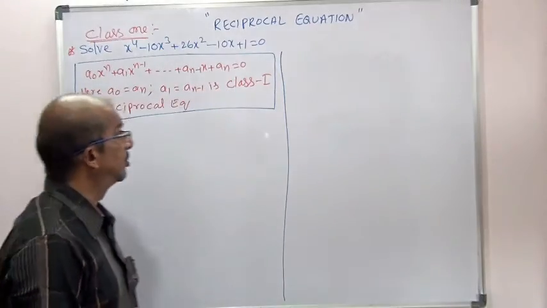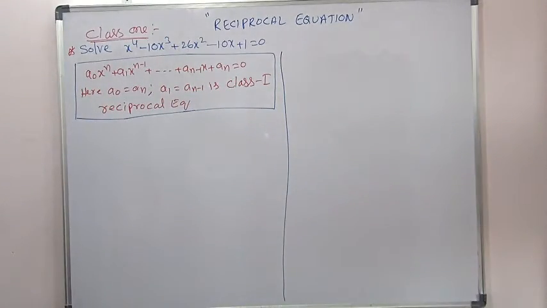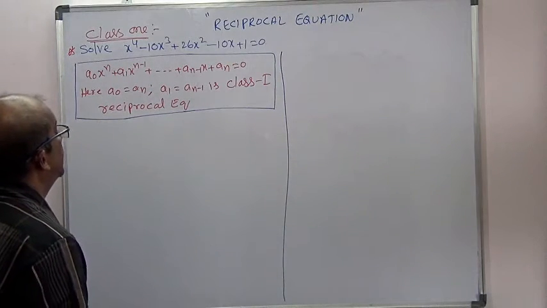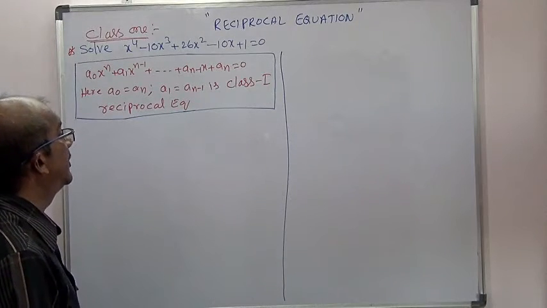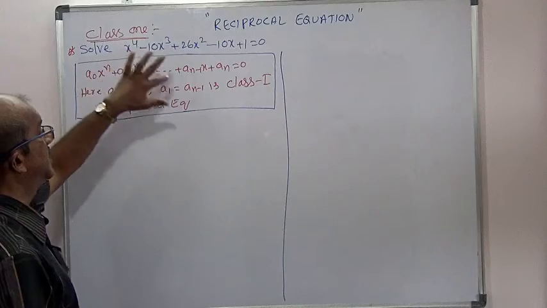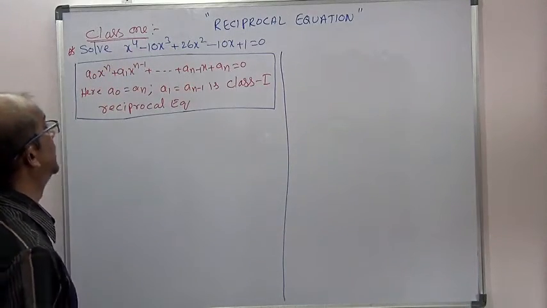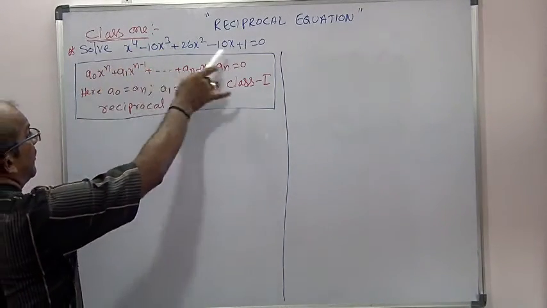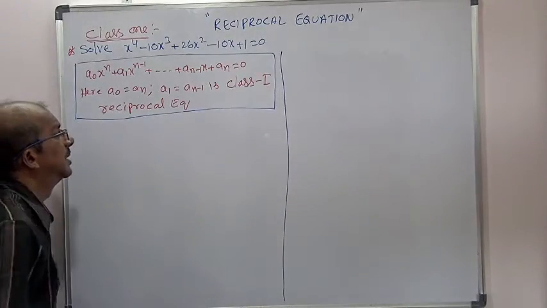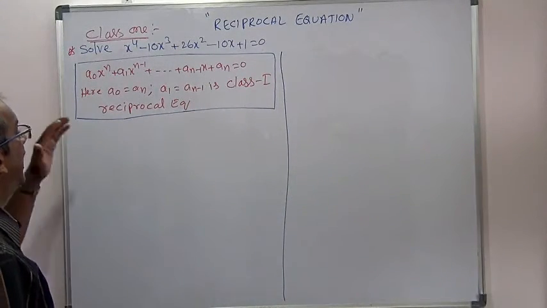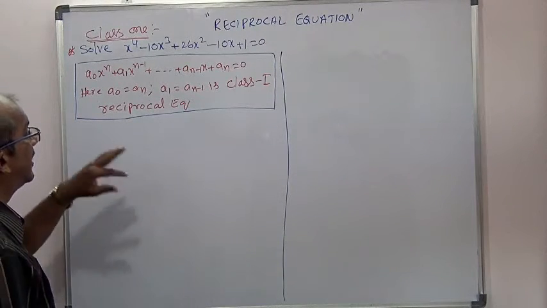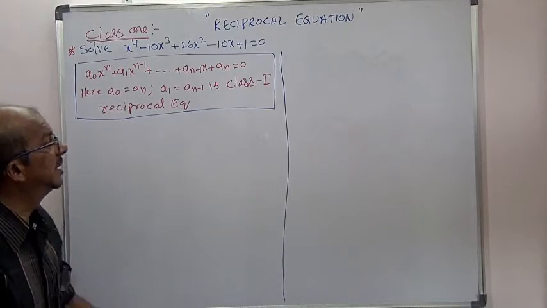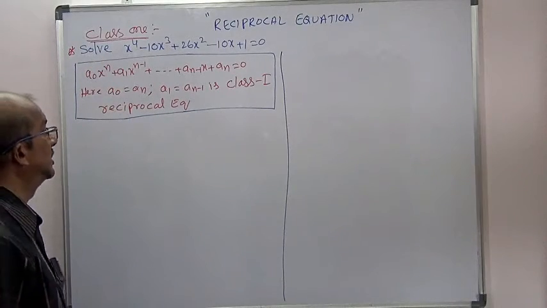Now take an example of a class 1 reciprocal equation. Solve x power 4 minus 10x cube plus 26x square minus 10x plus 1 is equal to 0. In the previous examples we observed the coefficients; in this example also observe the coefficients. If the coefficients are different, we solve by Horner's method, and this one also we can solve by Horner's method.